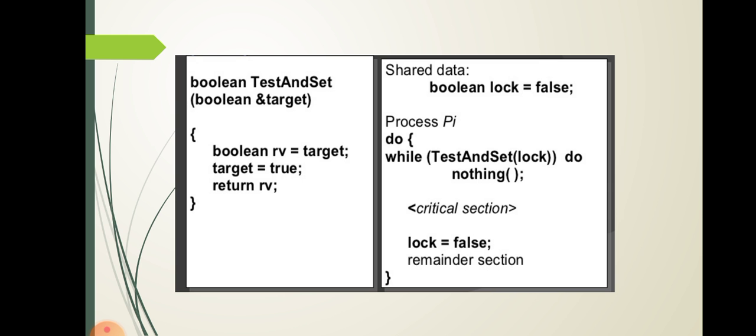So whenever the lock value is 0, the process is going to come out of that loop and enter into the critical section. So the while loop keeps the process Pj busy until the lock value becomes 0. Whenever the lock value becomes 0, the Pj process is going to enter into the critical section.